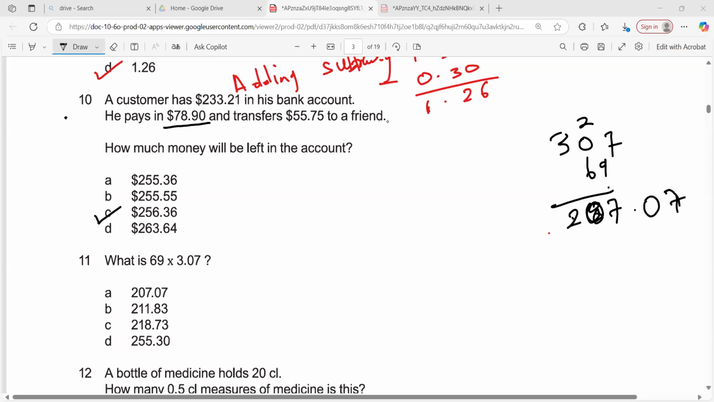So think of 3.07 as 3 plus 0.07. Multiply 69 times 3 equals 207. Then we're going to multiply. Walk us through the process.